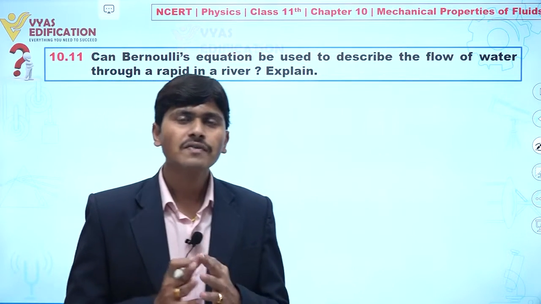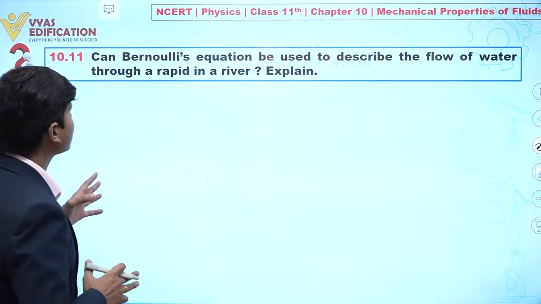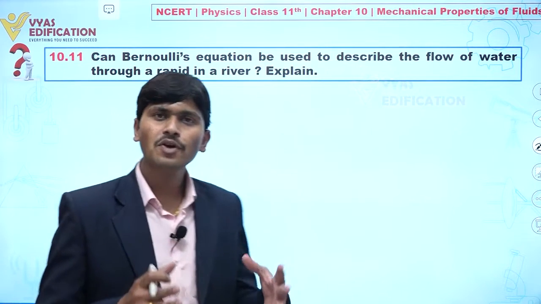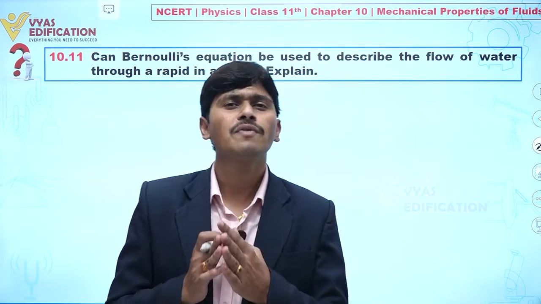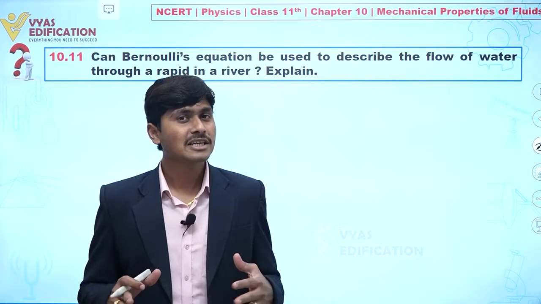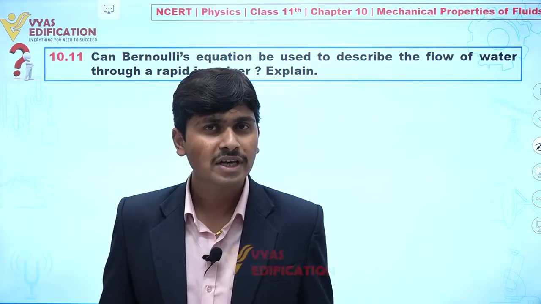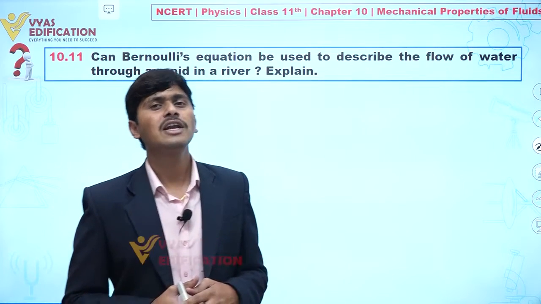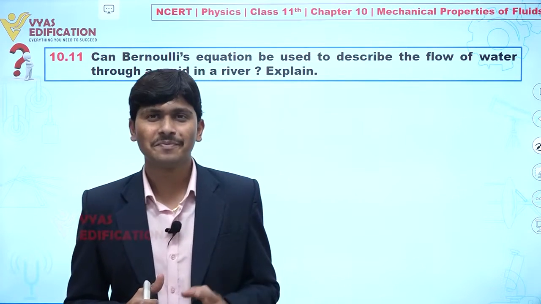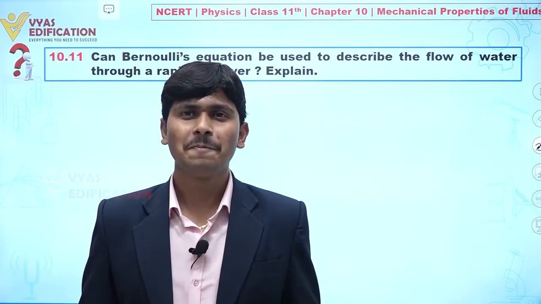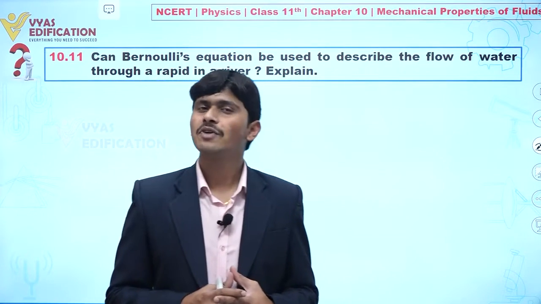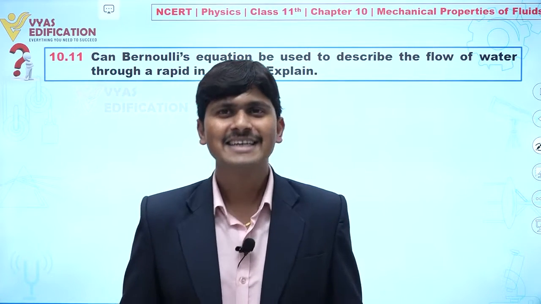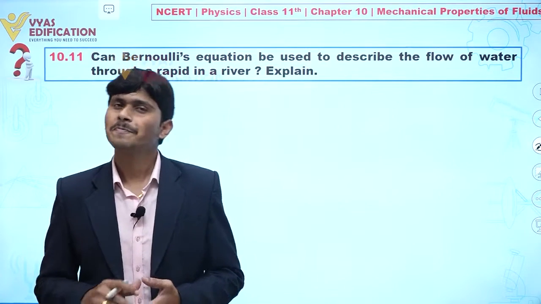Clear? So now we can say, if we are talking about a rapid flow of water in a river, at that time when the velocity of the water is more, it can lead to a turbulent flow. Clear? And the Bernoulli equation is only applicable for a streamlined flow, or we can say steady flow. Clear? That's why we can say the Bernoulli equation cannot be applied for a rapid flow of water in a river. Clear? So this is all about this question.